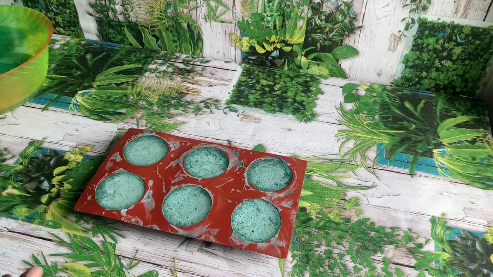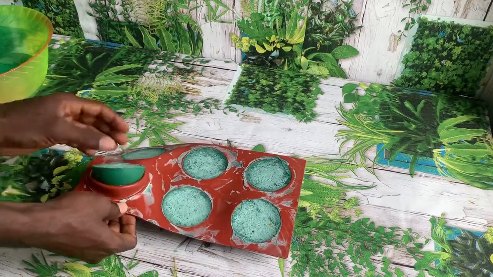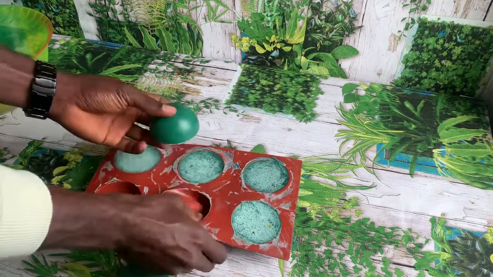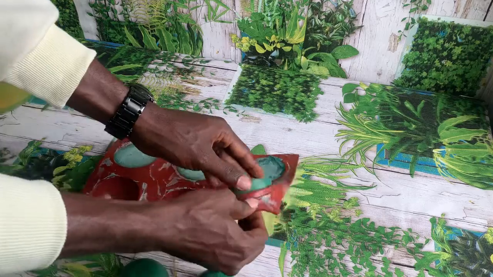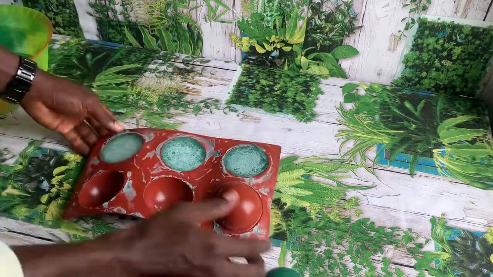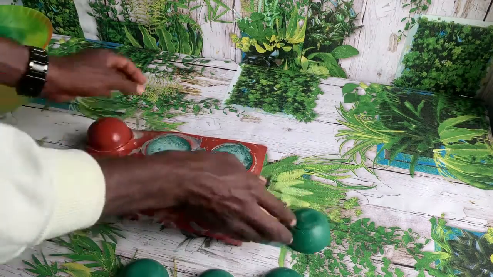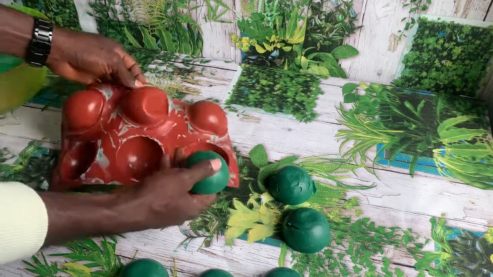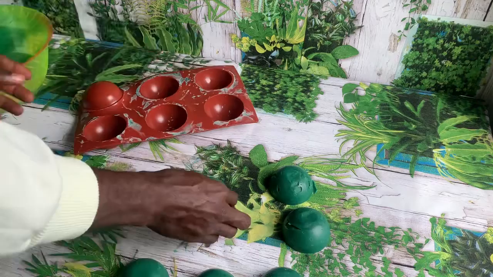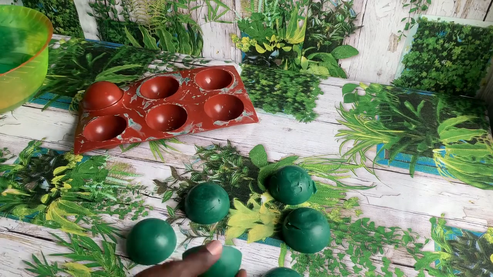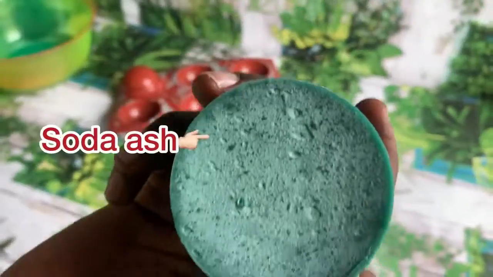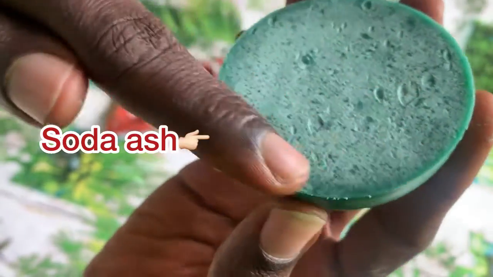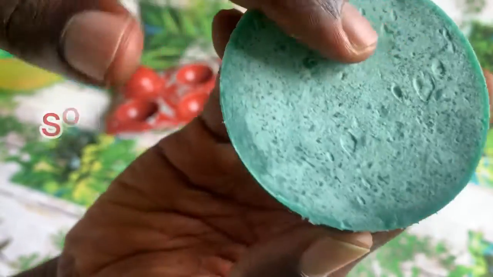So after 24 hours, this is how the soap looks. If you observe the top of the soap, you notice there are some white things that look like ashes on top of the soap. That white stuff is called soda ash. It's a byproduct of cold processed soap. When you make a cold processed soap, most times you will notice some ashes on top. It's actually called soda ash. These ashes don't mean that your soap is bad. There's nothing wrong with your soap.